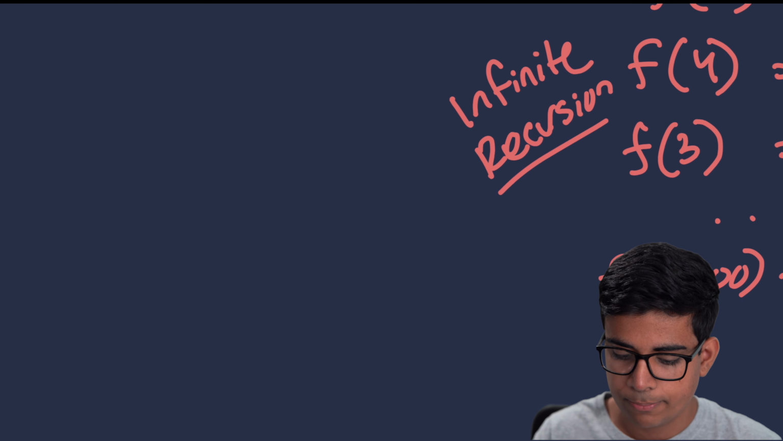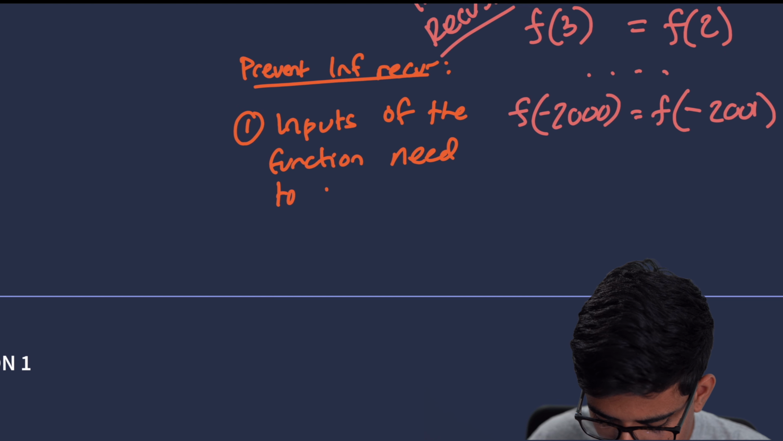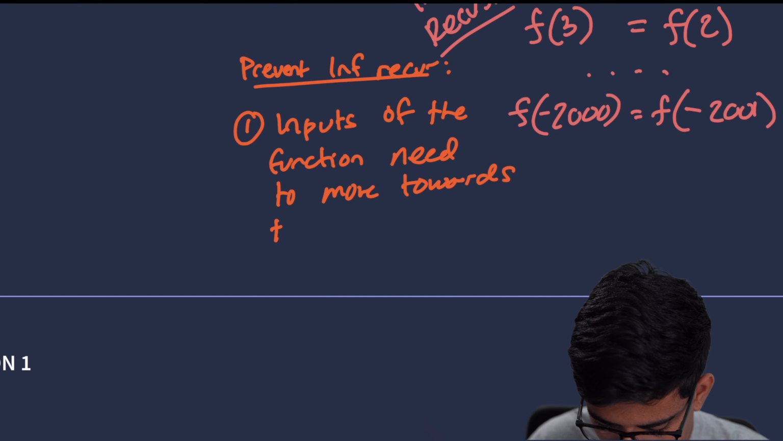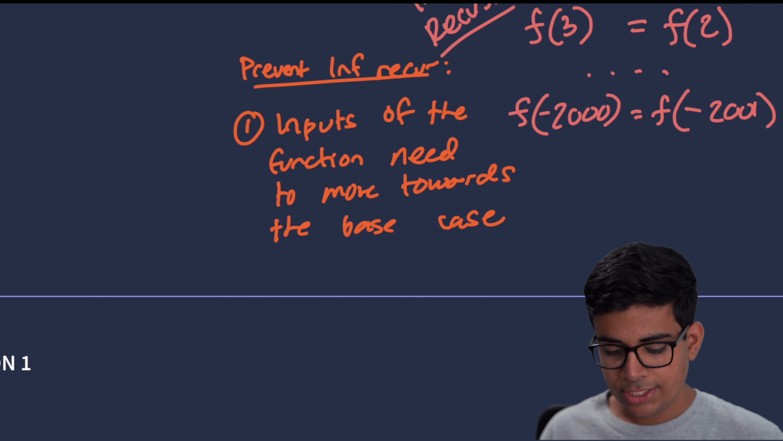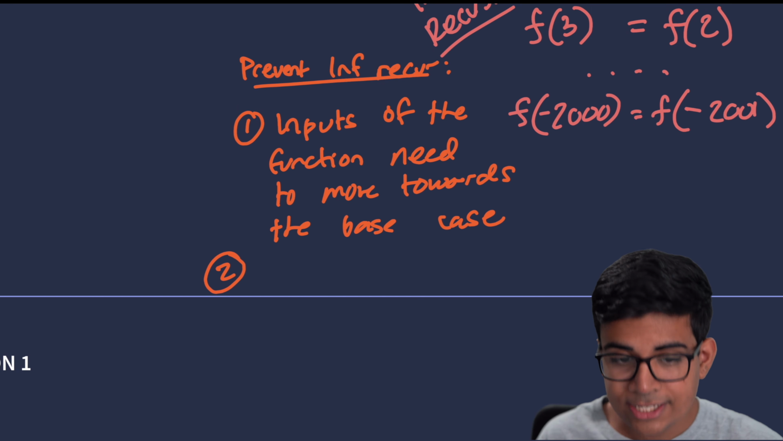So the inputs of the function need to move towards the base case. And then actually in your code, the second thing is that you need to handle the base case so that it doesn't actually return a recursive call.